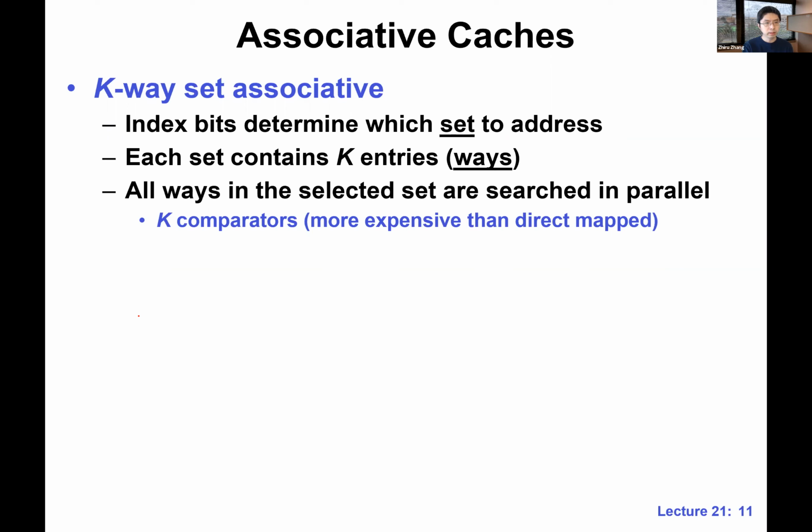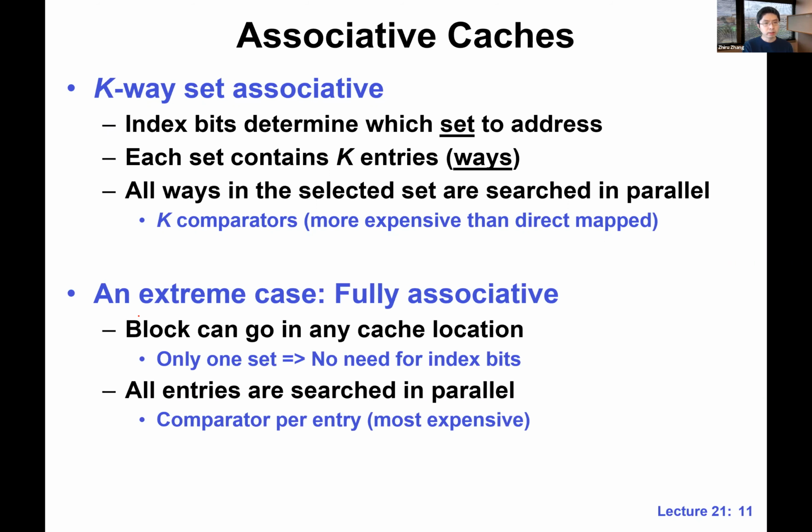More formally, this is the definition of a k-way set-associative cache. We use the index bits to determine which set to address, and each set contains k ways or k blocks. And all these blocks, all these ways, are searched in parallel. Basically, we need more hardware resources, more comparators, to compare the tag and also to check the valid bit.